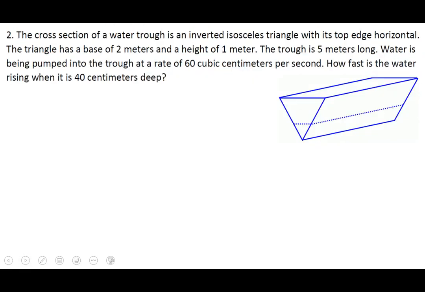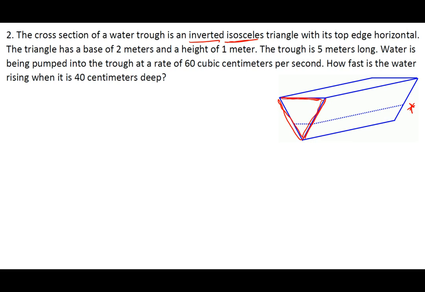So let's go ahead and talk about a more challenging one. The cross section of a water trough is an inverted isosceles triangle with its top edge horizontal. Translating all of those words, you get this picture that is shown to the right. An inverted trough means it has to look like this with the point on the bottom, or else it wouldn't be able to hold anything. You have to have the top edge horizontal, or else you wouldn't be able to set up a formula. And the fact that it's an isosceles triangle, that's important to know too, so that you know that two of the sides are equal, which has to be true in order for you to solve this easily.